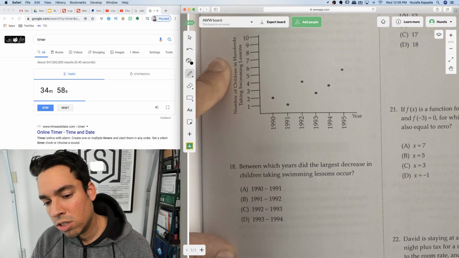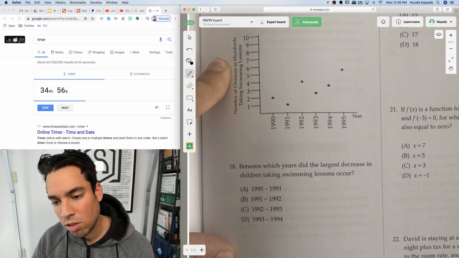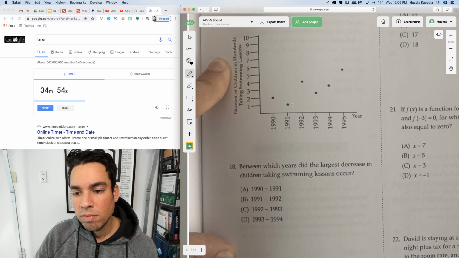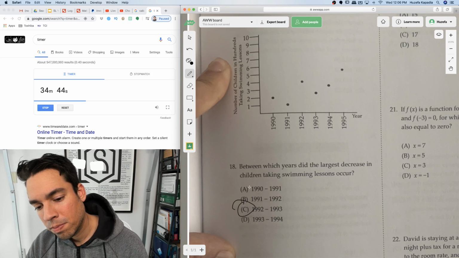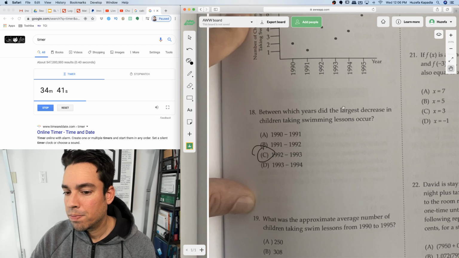Between which years did the largest decrease in children taking swimming lessons occur? 92 and 93. Right, this dropped by 100, this dropped by a little bit more than 100. So 92 and 93. Just reading a graph there.